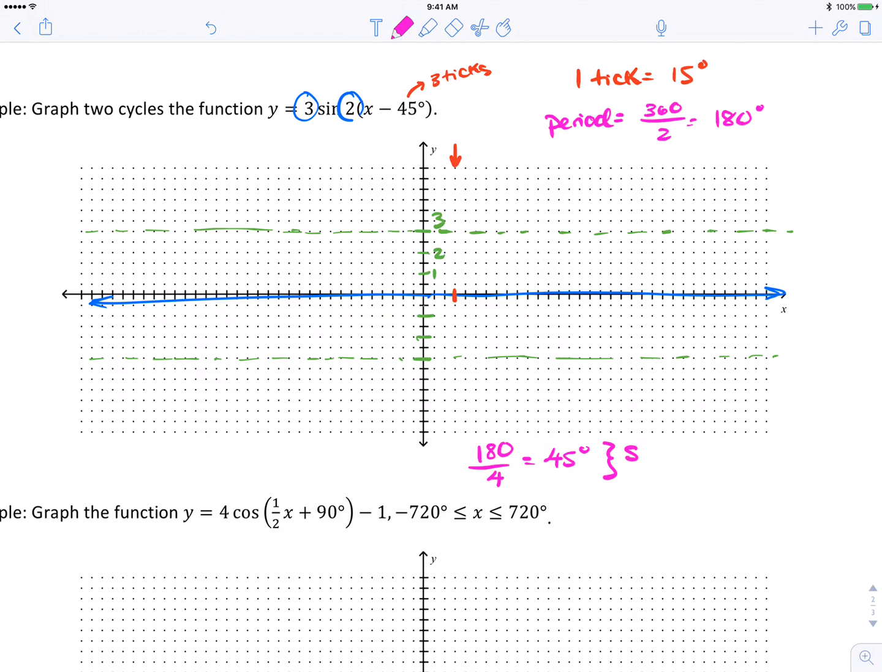What this gives me is a really nice scale. It says that every 45 degrees something major must happen. Remember we said 45 degrees is 3 ticks. So starting at my starting point, I'm going to go 1, 2, 3, another 1, 2, 3, another 1, 2, 3. So we'll label this 45 degrees, 90 degrees. Then I'm looking at 135 degrees, 180 degrees, and 1, 2, 3, 225 degrees.